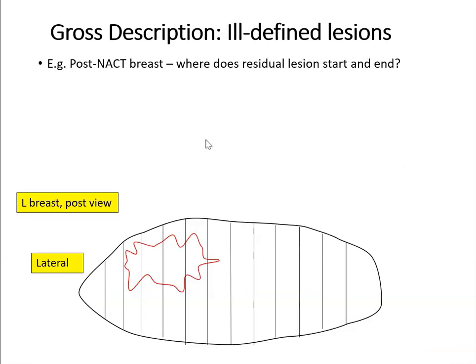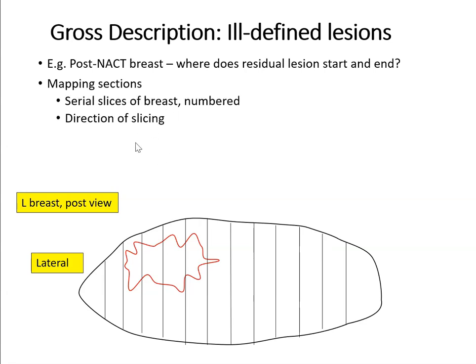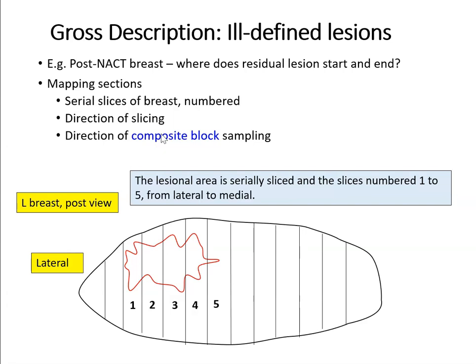Now, when we have ill-defined lesions, for example, in post-neoadjuvant chemotherapy breast resections, it's sometimes difficult to know where the actual residual lesion starts and ends. So mapping sections are taken, and often in these instances, we have serial slices of breast parenchyma which are numbered. It is very important to mention the direction of slicing as well as the direction of composite block sampling. So for example, the direction of slicing: the lesional area is serially sliced and the slices numbered 1 to 5 from lateral to medial.